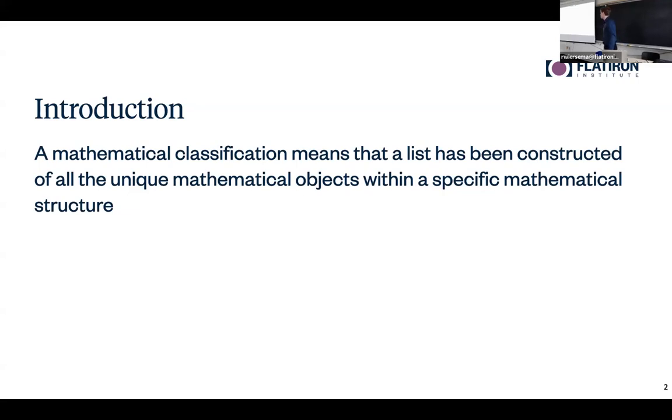As the title suggests, these projects are about classifications of dynamical Lie algebras. For those of you who are not familiar with what a mathematical classification is, I think this is a reasonable definition: a mathematical classification means that you've basically constructed a list of all the unique mathematical objects within a specific mathematical structure, up to isomorphisms.